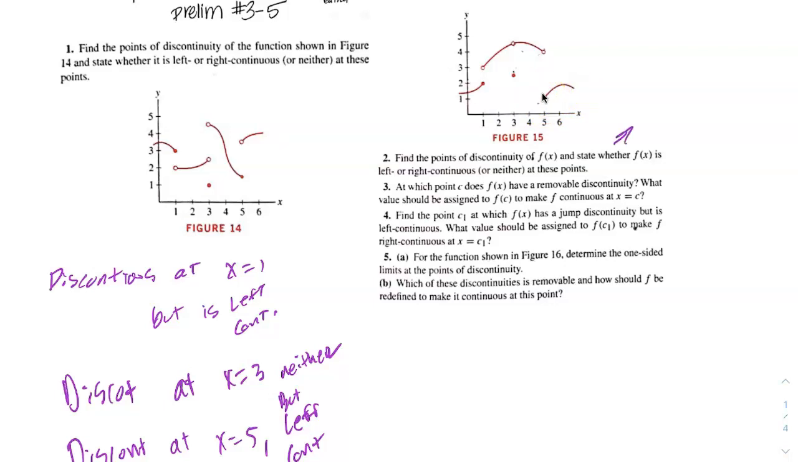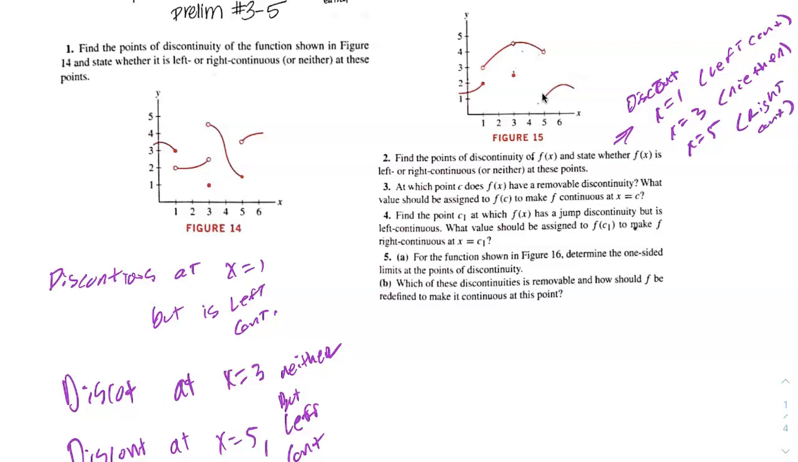So it's discontinuous at x equals 1, x equals 3, and x equals 5. 1 is left continuous. 3 is neither. And then 5 is right continuous. So there we go.